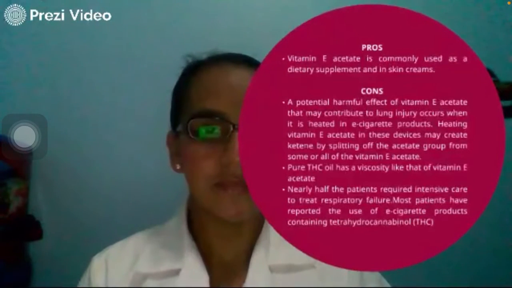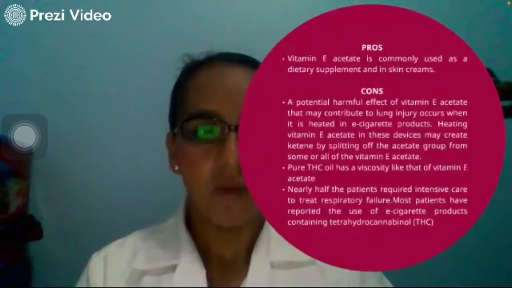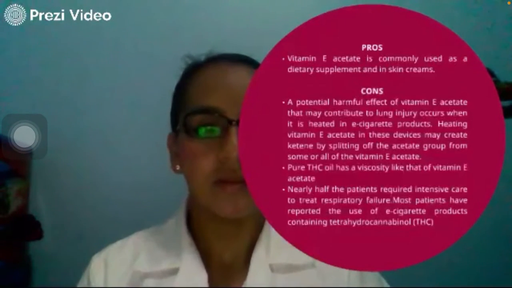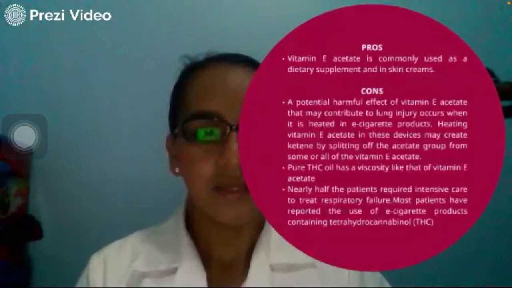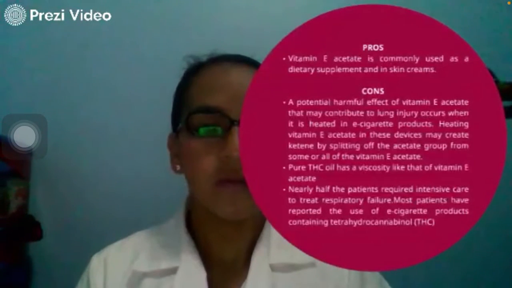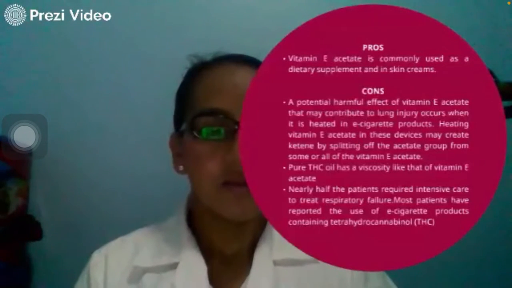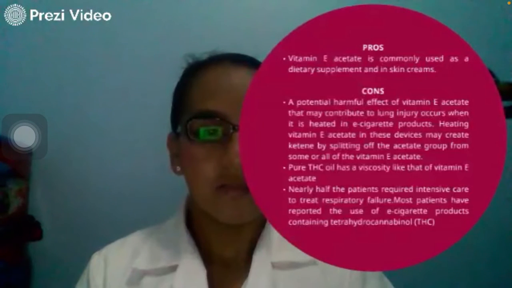Pros and cons. Pros: Vitamin E acetate is commonly used as a dietary supplement and in skin creams. Cons: A potential harmful effect of vitamin E acetate that may contribute to lung injury occurs when it is heated in e-cigarette products. Heating vitamin E acetate in this device may create ketene by splitting off the acetate group from some or all of the vitamin E acetate.